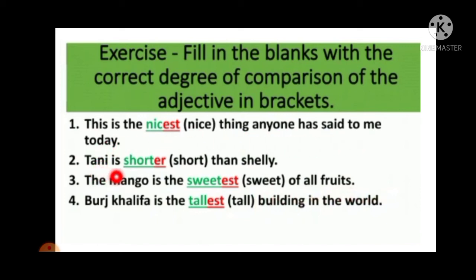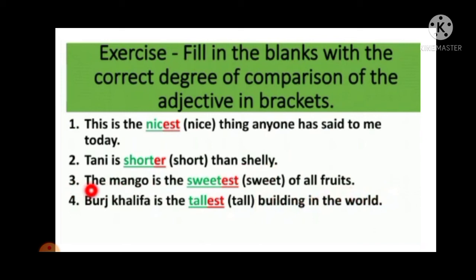The next sentence: Tani is dash (short) than Shelly. So here Tani is compared to Shelly, that's why we are using the comparative degree. So we put -er at the end. So shorter. Tani is shorter than Shelly.